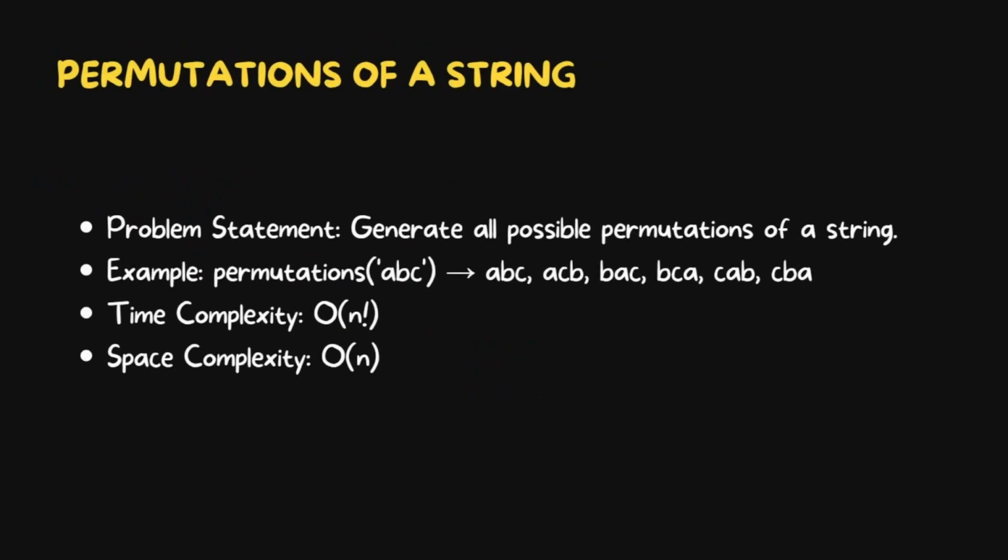Next, we have the permutations of a string. It generates all possible permutations of a string. For example, permutations of ABC are ABC, ACB, BAC, BCA, CAB, and CBA. Time complexity is O(n factorial) and space complexity is O(n).